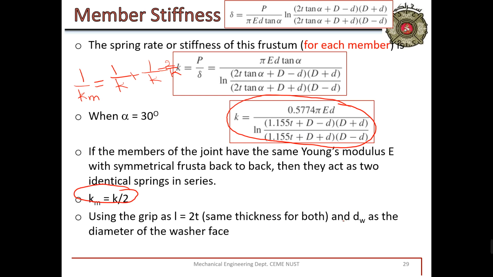Also, we have to add a washer, and the diameter of the washer is, as a rule of thumb, just remember this: the diameter of the washer is equal to 1.5 d, where d is the diameter of the bolt. We will be using these values in the whole chapter.